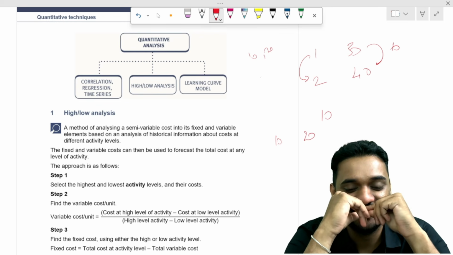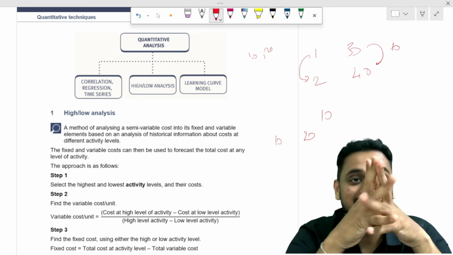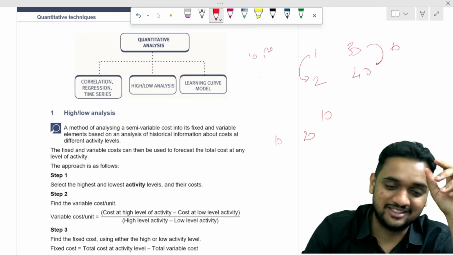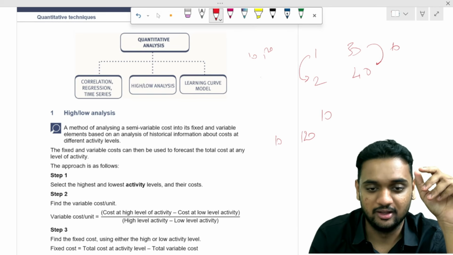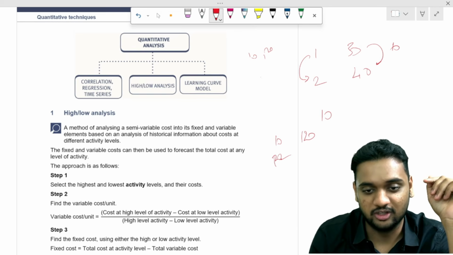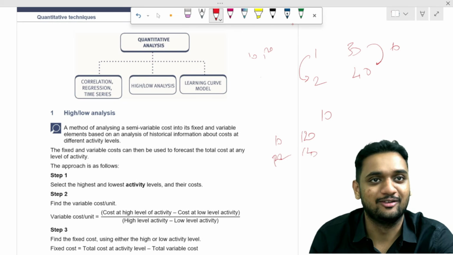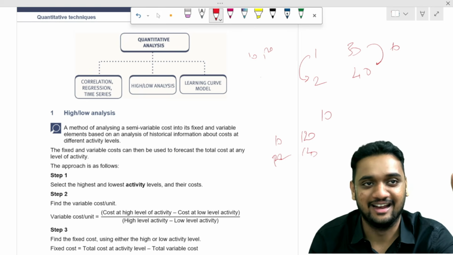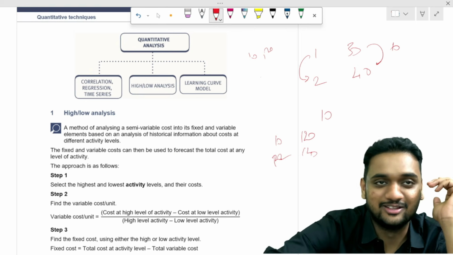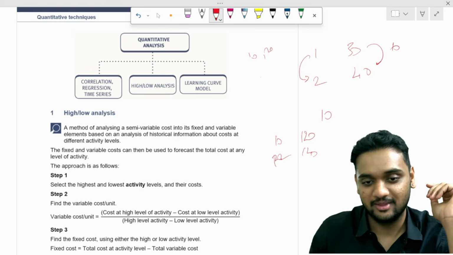What is the answer? Tell me the answer. To produce 10 units, my cost is 120. To produce 12 units, my cost is 140. You told correctly only. 20 is the answer. Why did I unnecessarily change your answer? 20 is your answer. Listen to me.